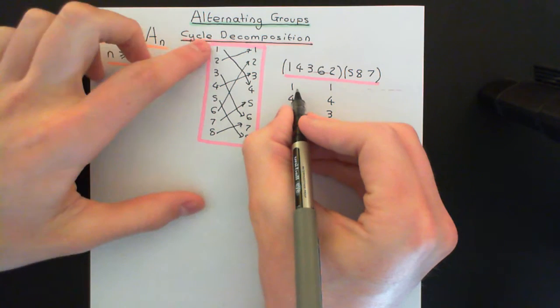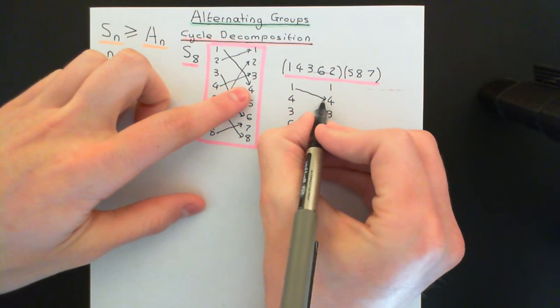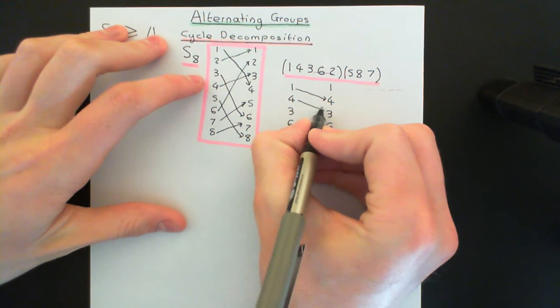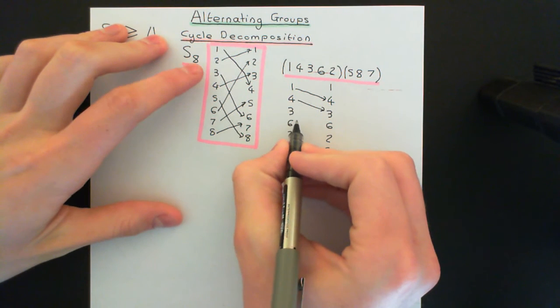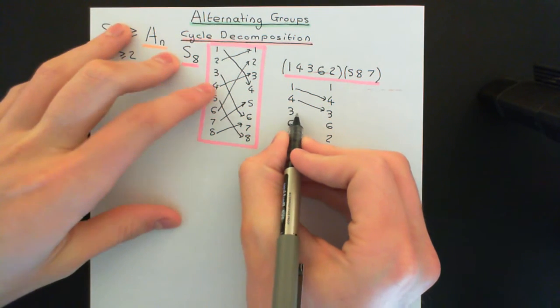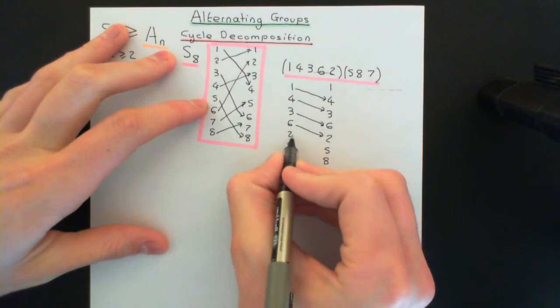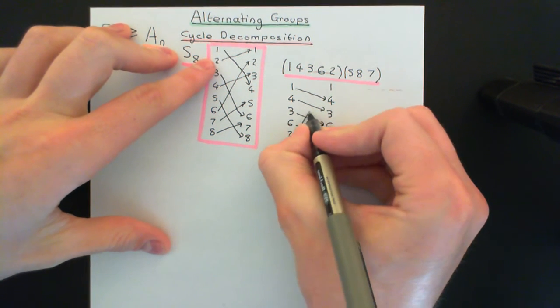Okay, so where does 1 go? 1 goes to 4, so 4's now just below it. That's very nice. Okay, where does 4 go? 4 goes to 3. Oh yes, you might be starting to see why this is a good idea. Where does 3 go? 3 goes to 6. Excellent. 6 goes to 2. And then where does 2 go? 2 goes back to 1.